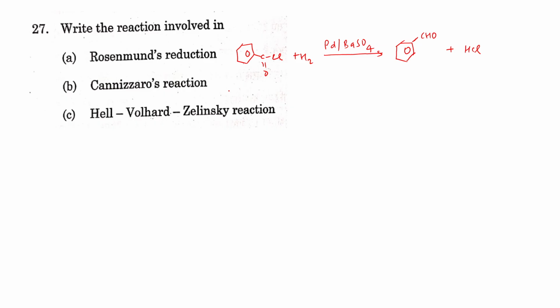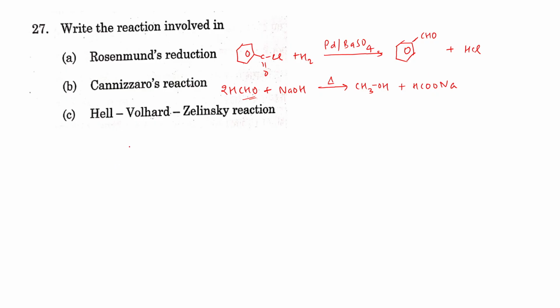Cannizzaro is a reaction in which no alpha hydrogen is present, so either benzaldehyde or formaldehyde. When we have 2 moles of formaldehyde and it reacts with any base, it is basically a self oxidation-reduction reaction in which one molecule is getting oxidized and another one is getting reduced. An aldehyde upon reduction gives alcohol. So one aldehyde molecule will get reduced to alcohol, and another one will get oxidized to its carboxylic acid salt. So this is the Cannizzaro reaction.